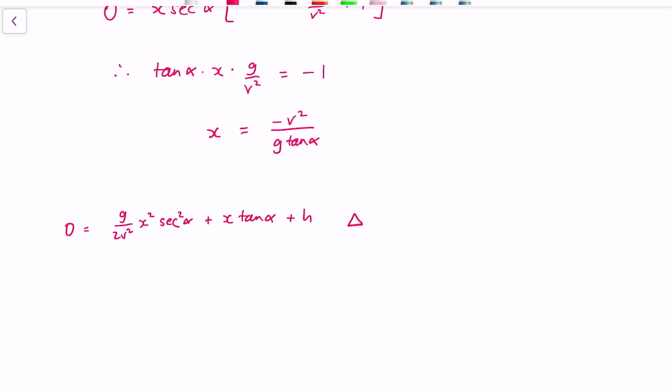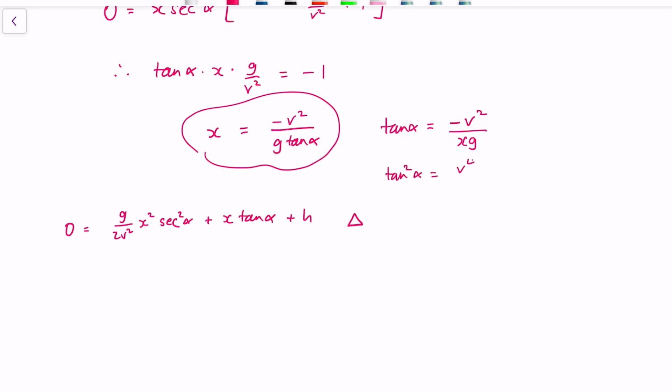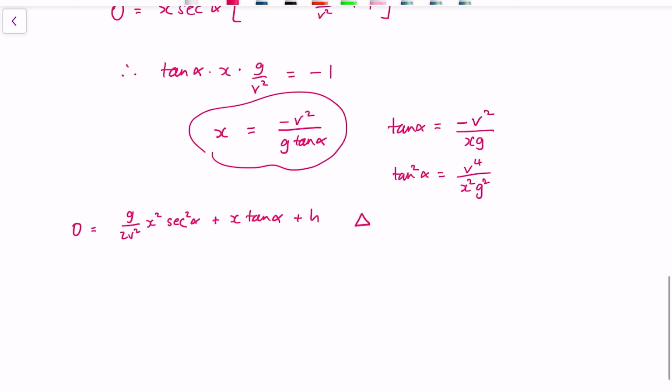Now we know that x apparently is equal to this, so we can rearrange that to get rid of the alphas, because that's telling us that tan alpha is equal to minus v squared over x times g, or tan squared alpha is equal to v to the 4 over x squared g squared. Now both of those can be subbed into this triangular equation with a triangle next to it, because we know that sec squared is equal to 1 plus tan squared.